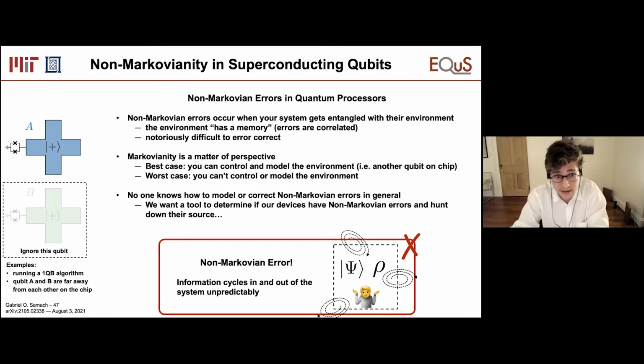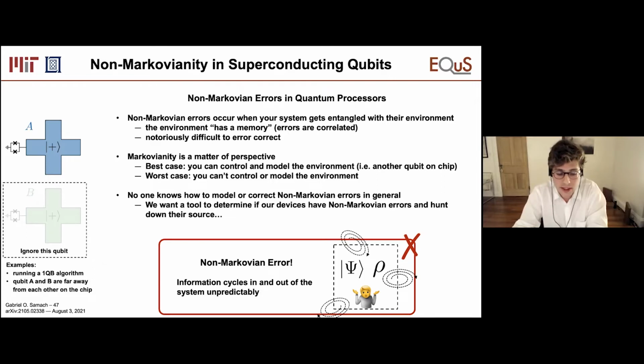Another thing worth saying is that in some sense, Markovianity is a matter of perspective. In the best case, you can control and model the environment. For example, you can model the degrees of freedom of the other qubit, qubit B, and really see where this error is cycling into before it ultimately comes back. But in the worst case scenario, you can't control or model the environment. So this exchange of information might be totally unpredictable and really hard to fix in a real processor. And no one knows how to model or correct these non-Markovian errors in general.